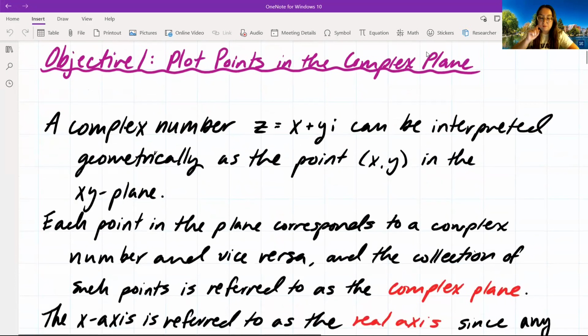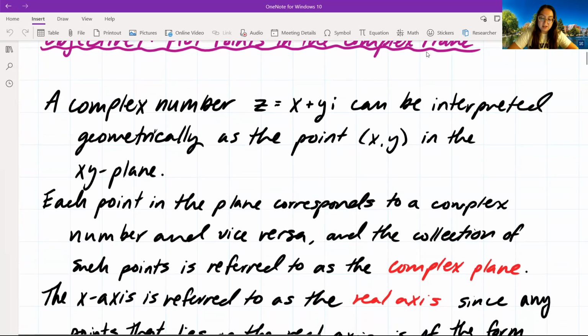So start with objective 1, we want to plot points in the complex plane. A complex number z is going to be equal to x plus yi, and this can be interpreted geometrically as the point (x, y) in the xy plane. Each point in the plane corresponds to a complex number and vice versa, and the collection of such points is referred to as the complex plane. So in essence, we are adding on to our original xy plane to now create the complex plane.